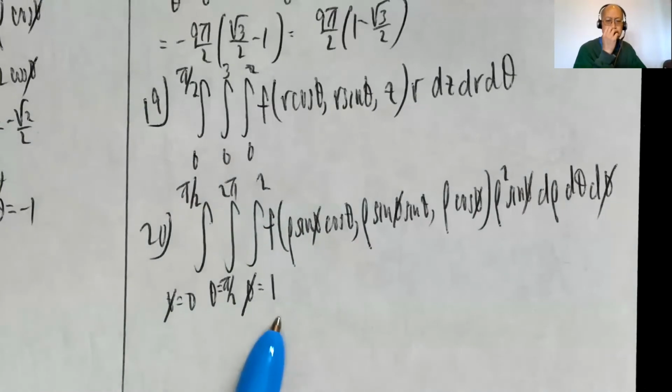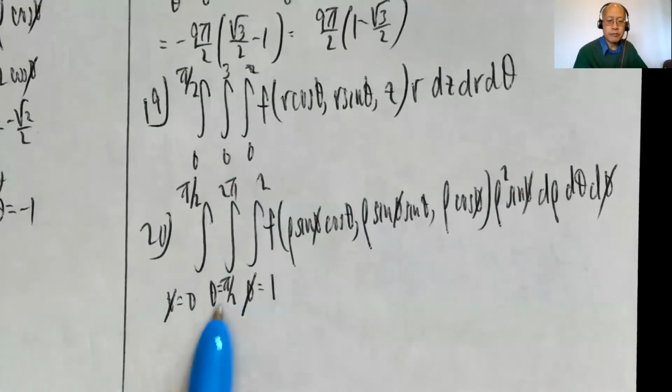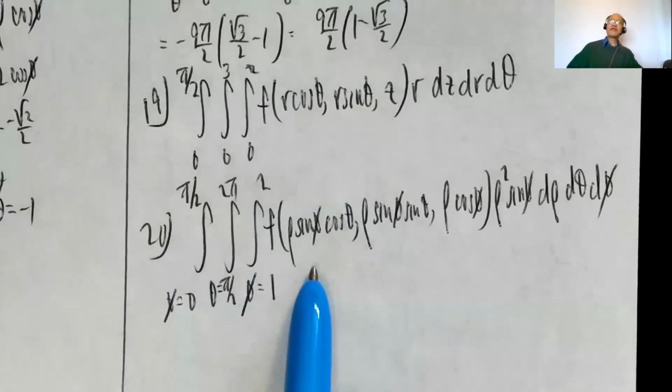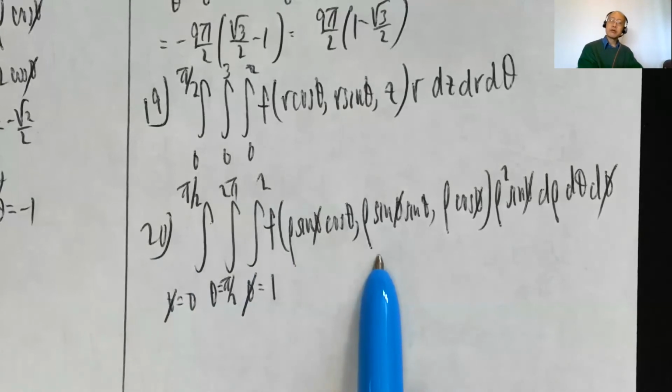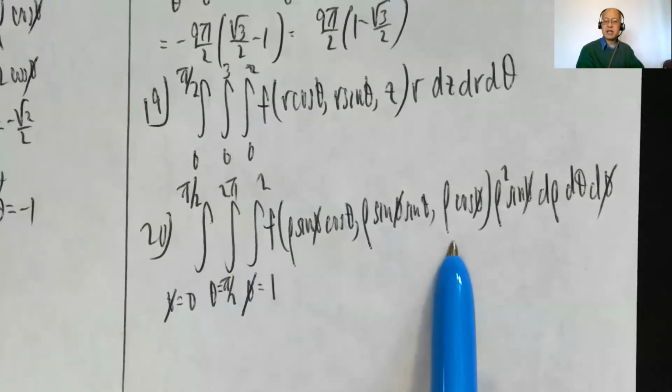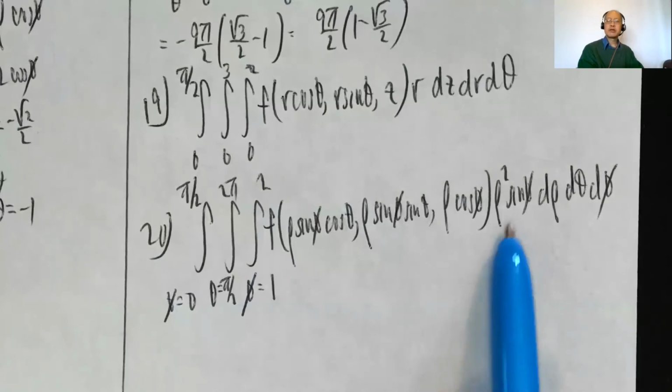So rho is going from 1 to 2. Theta is going from pi over 2 to 2 pi. And phi is going from 0 to pi over 2. So f of x, y, z, this is x, rho sine phi cosine theta. This is y, rho sine phi sine theta. And this is z, rho cosine phi. And then rho squared sine phi, d rho, d theta, d phi.